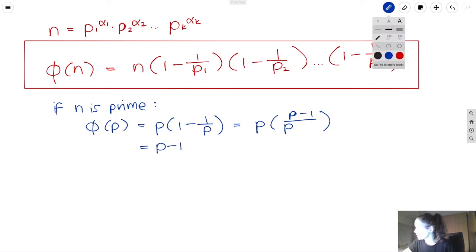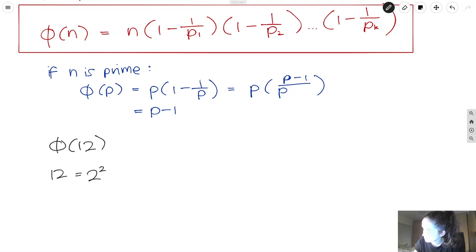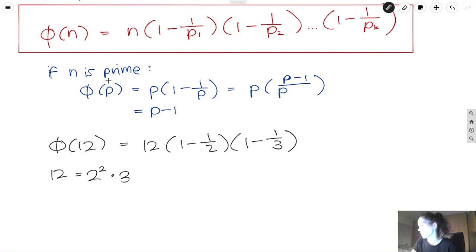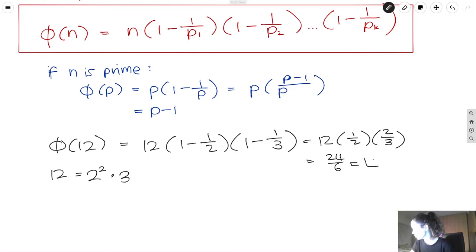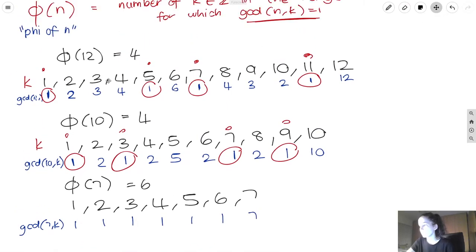So let's use this formula on some of the numbers and see if it works. Say we had phi of 12. So 12 is equal to 2 to the power of 2 times 3. So this is going to equal 12 times (1 minus 1 over 2) times (1 minus 1 over 3), which is going to equal 12 times a half times 2/3, which will equal 24 over 6, which is 4. And you'll remember that we got phi of 12 as 4, so this works for 12.